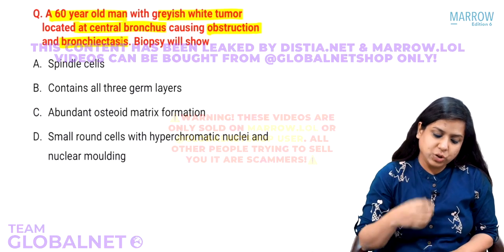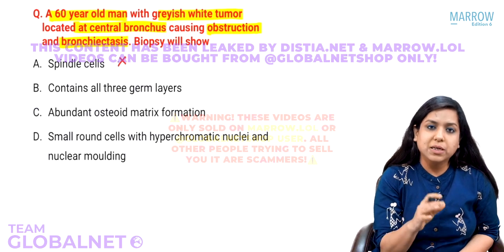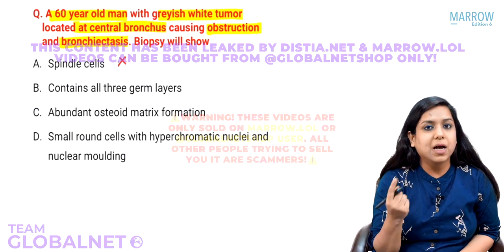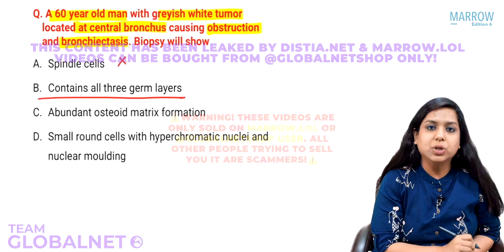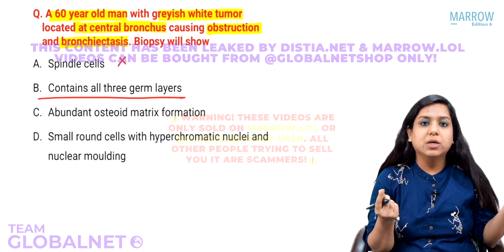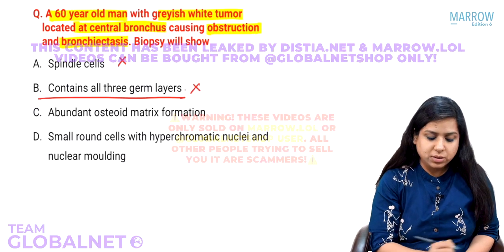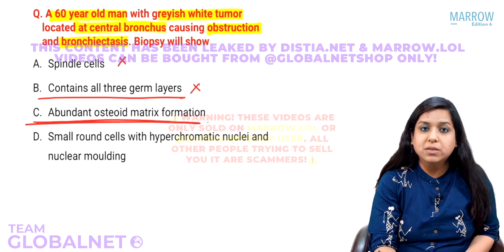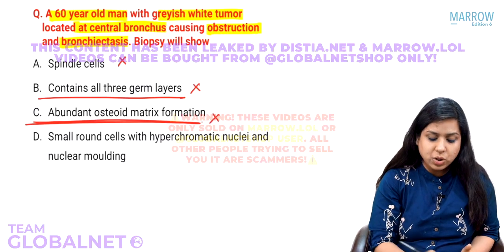So, biopsy will show spindle cells. No. Do you see spindle cells in any of the lung tumors? Spindle cells, yes, I see in malignant mesothelioma. That's not the answer. Contains all three germ layers. Which tumor contains all three germ layers? Just general pathology. Teratoma? Teratoma is not present in the lung. That's not the answer. Abundant osteoid matrix formation is a characteristic feature of osteosarcoma. This is not osteosarcoma. Last option.